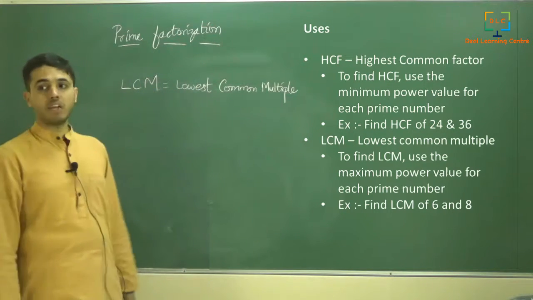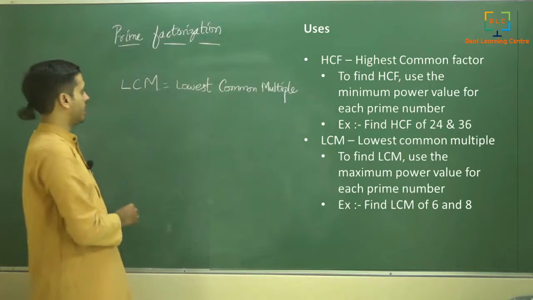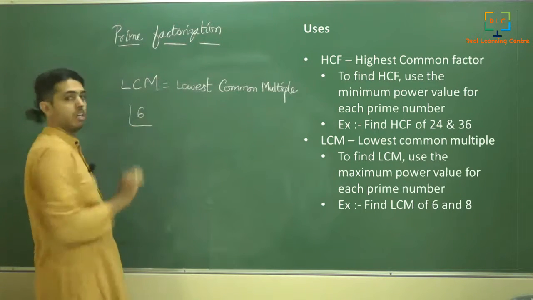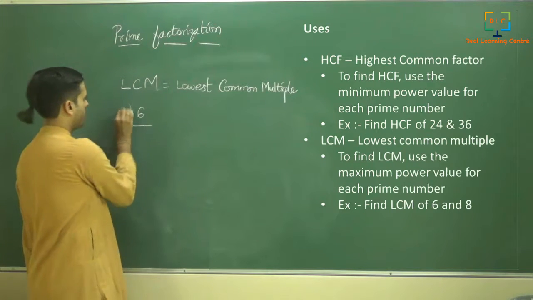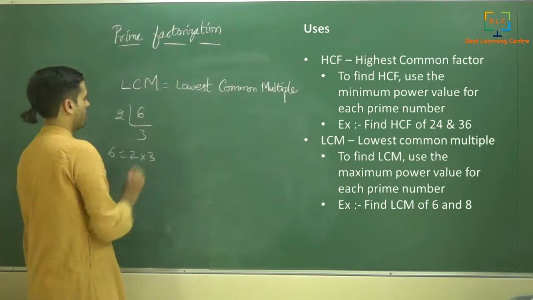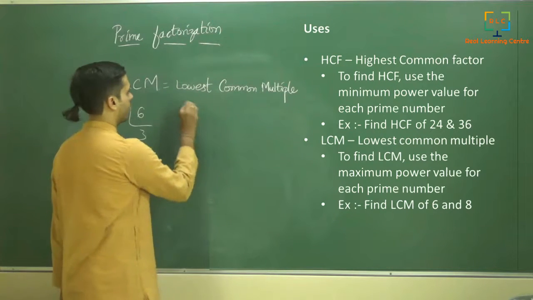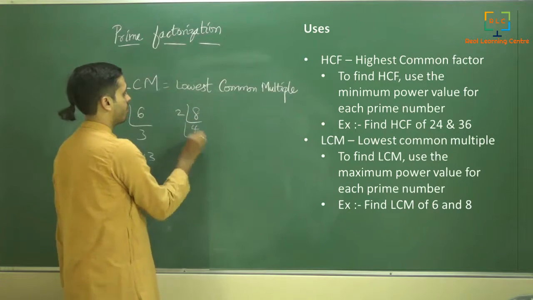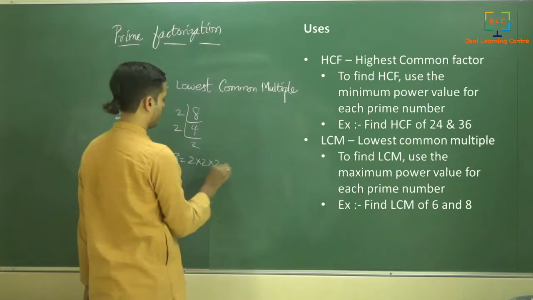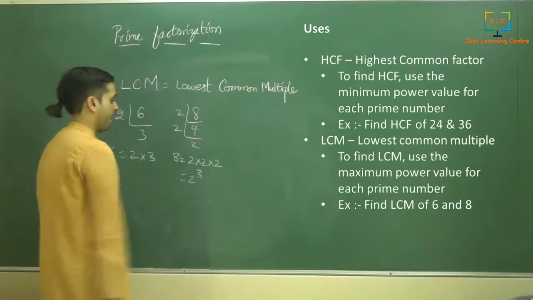So we will take the example of 6 and 8. Again we start doing prime factorization. 6 is equal to 2 into 3. But 8, 2 4s are, again 4, 2 2s are. 8 is equal to 2 into 2 into 2, which is 2 cube.